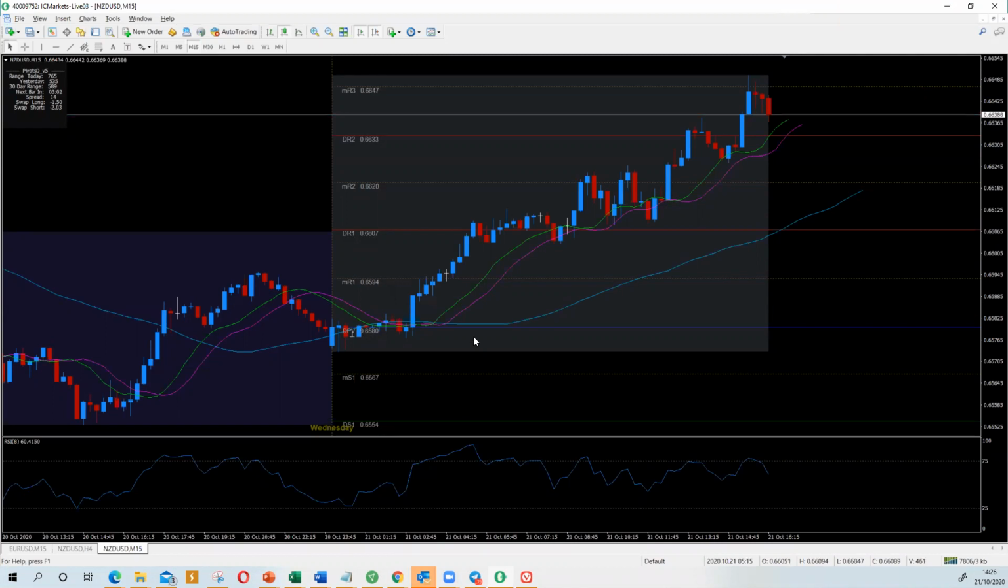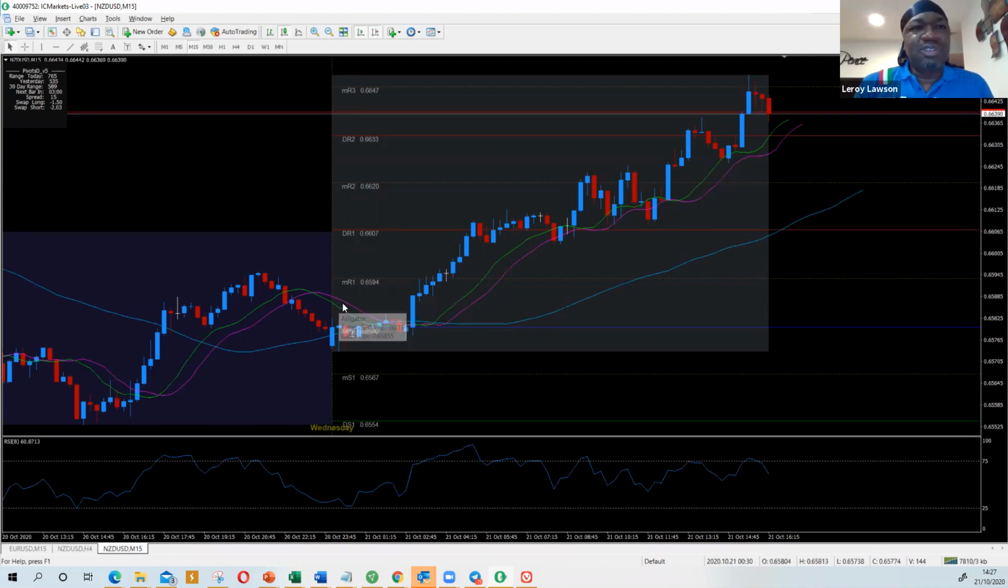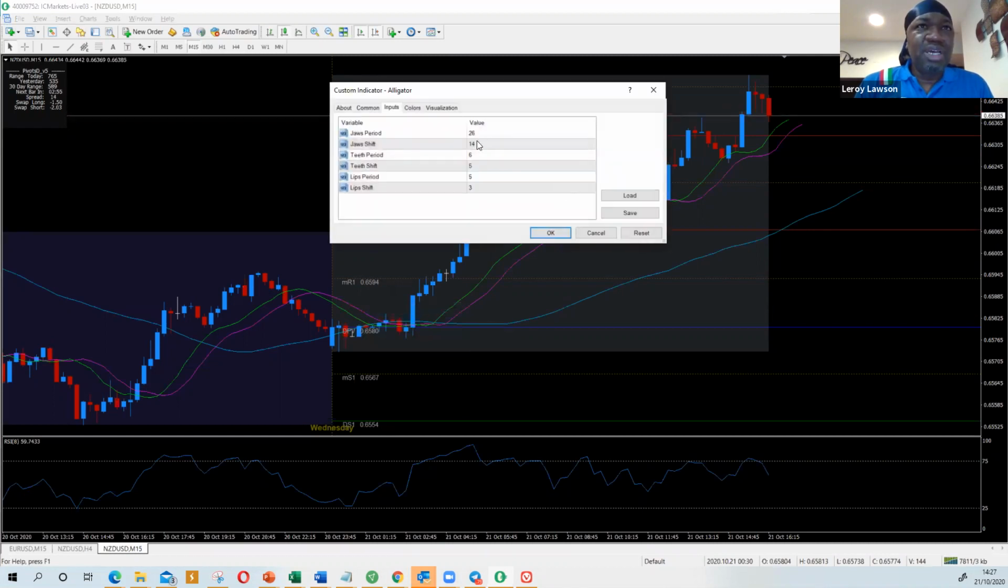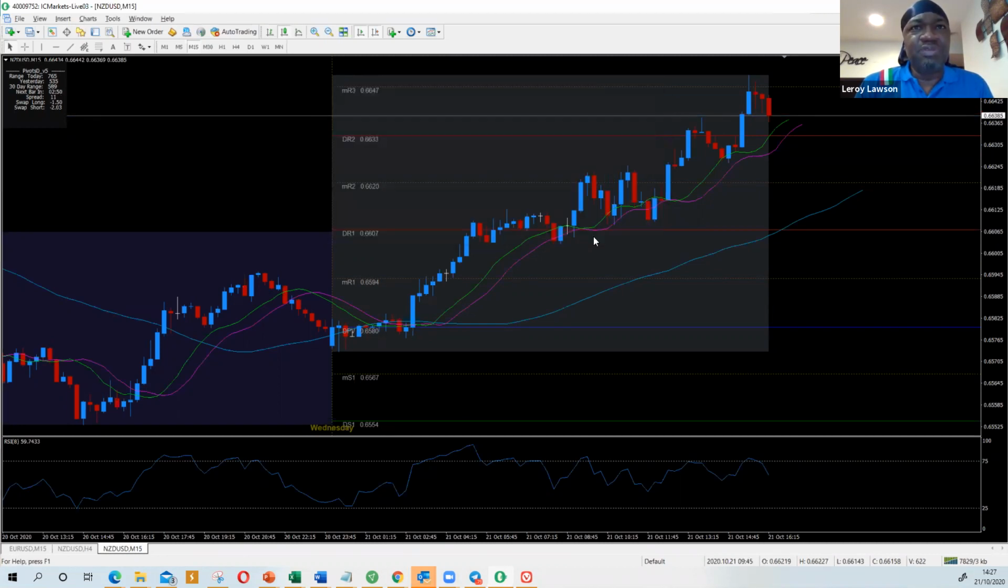So what I wanted to do was have a look at this indicator. Like I said, I've changed the settings from the default one, and this is what I read out: 26, 14, 6, and I left the other ones at default. What it does is give a really nice edge when you're trading. So I looked at this pattern here.